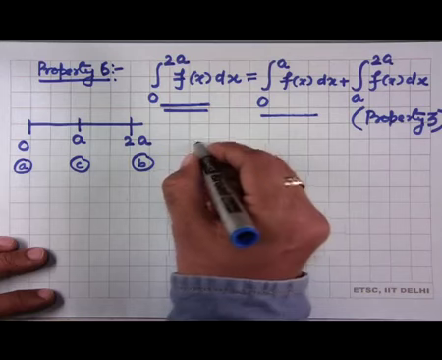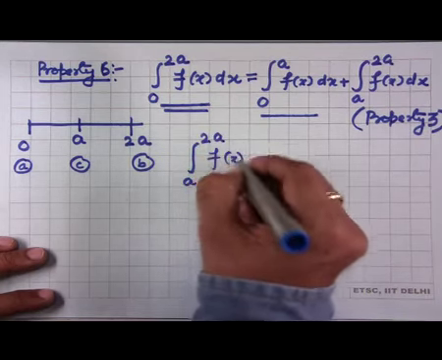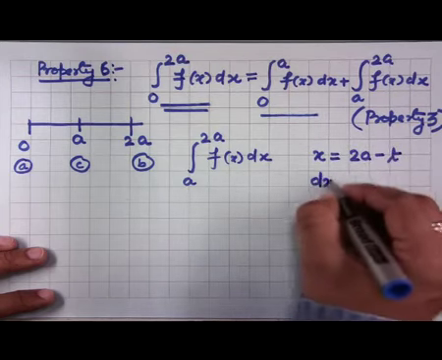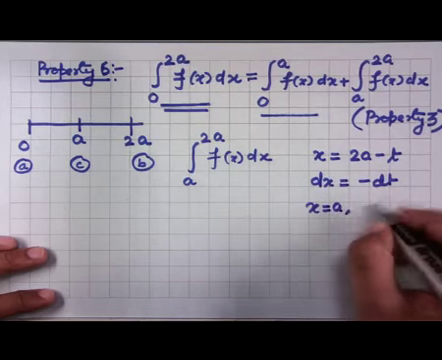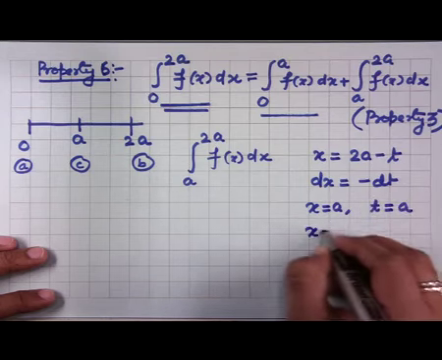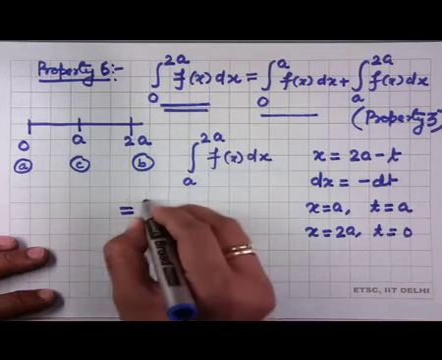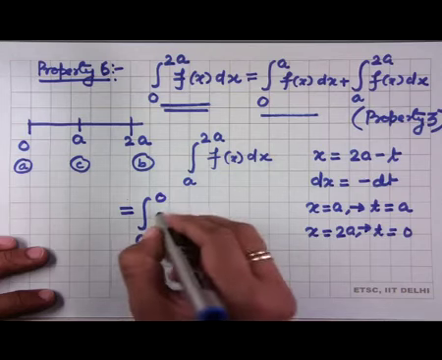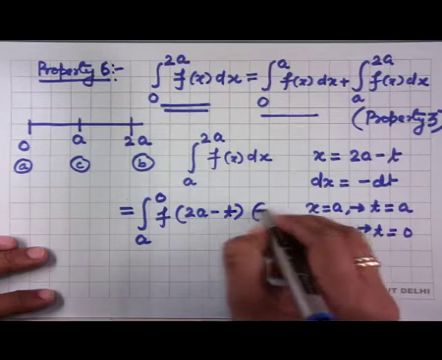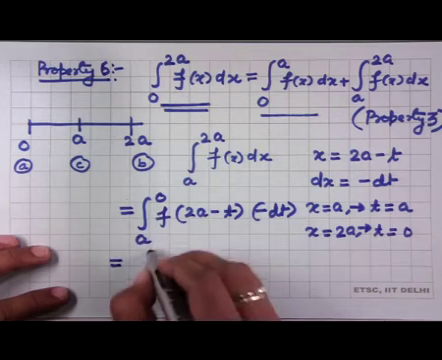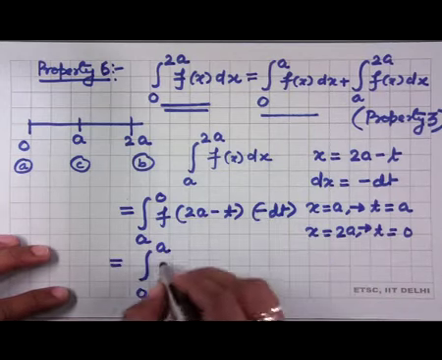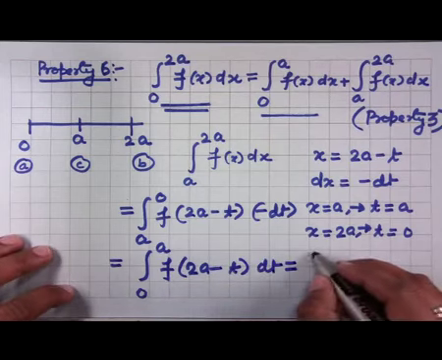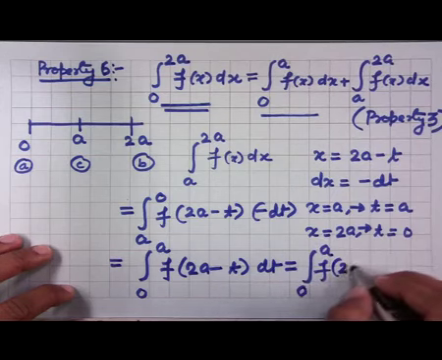Now let us see what can be the value of this integral. Let us substitute x by 2a minus t. So dx is equal to minus dt, x equals a goes to t equals a, and x equals 2a goes to t equals 0. So a goes to a, 2a goes to 0, x is replaced by 2a minus t and dx is replaced by minus dt. By using property 2, we can interchange the limits again, so this negative sign will be cancelled. So we get f(2a minus t) dt, and by replacing t again, because it is a dummy variable, we get f(2a minus x) dx.